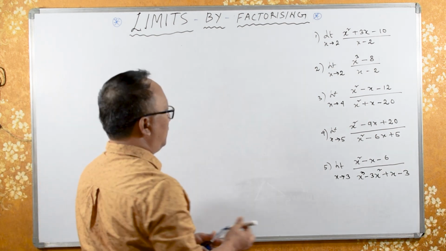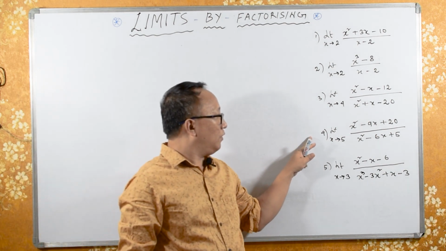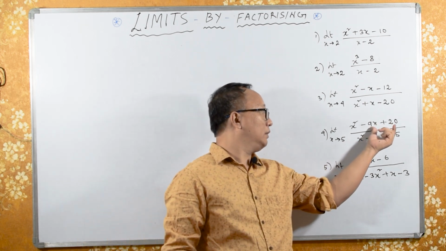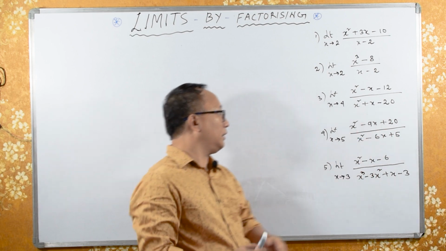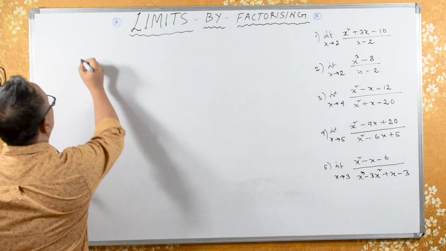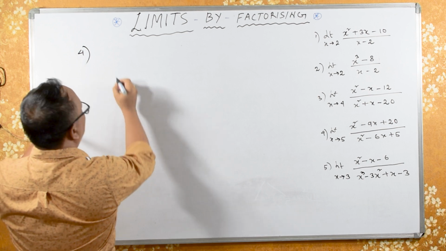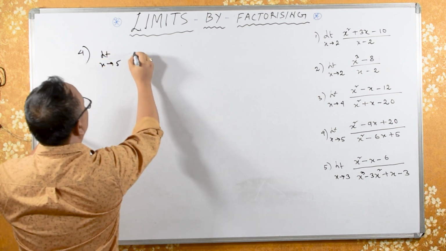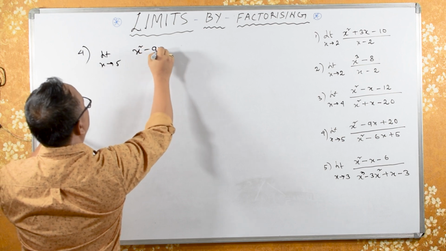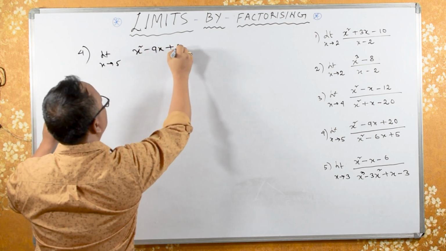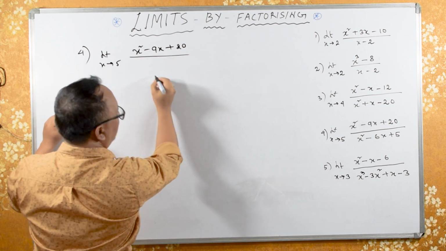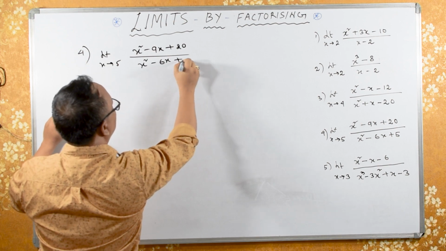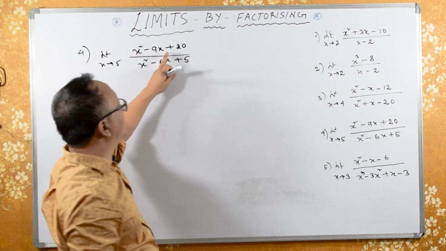Now let's solve for 4. Here also we have to factorize; we have to split the middle term. Now let's see. For 4, we have limit of x tends to 5, (x² − 9x + 20) upon (x² − 6x + 5). Now let's split the middle term.